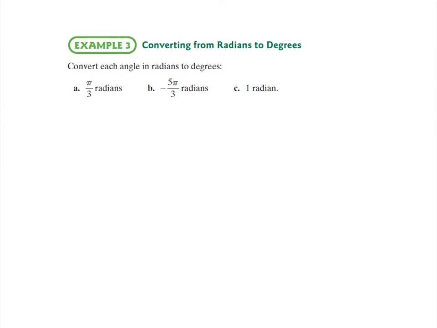Okay, so for example 3, we're going to go back the other way. So what we're going to do is I'm going to do part A and part B, and then we're going to leave part C since I already told you that this is equal to 57.3 degrees. Okay, and what I will point out is these two you're expected to do without a calculator, and anytime you have just like 1 radian or 2 radians, we typically use a calculator to find those.